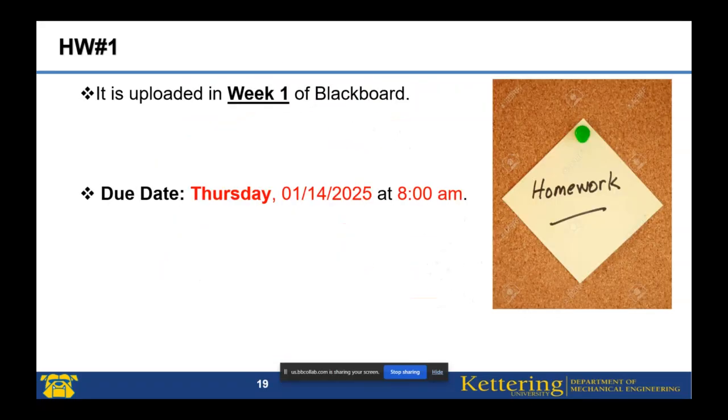Now, announcements. I already announced the schedule. I will upload the homework after class time. The due date for the homework will be next Thursday, one week, at 8 a.m. After this time, you cannot see the submission. It will disappear from Blackboard. Please submit your answers before the due date.